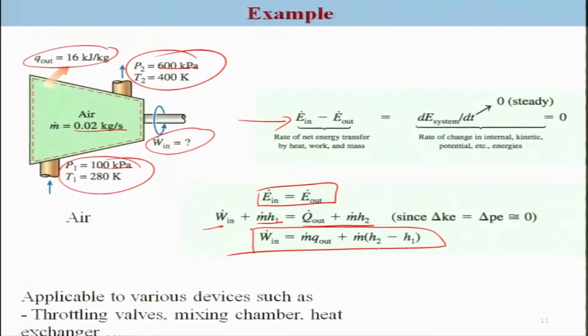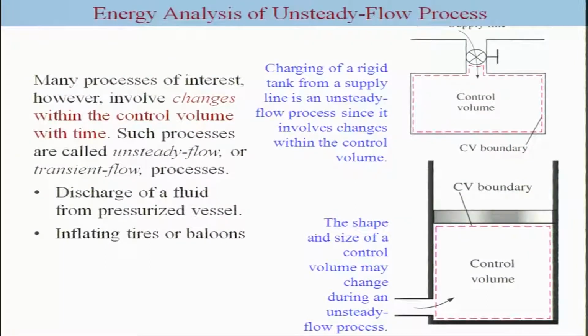Now, this you can find from the tables, or you can use Cp dT if you know the expression for Cp in terms of temperature, and Q out of course we know. Now, this kind of analysis is of course applicable to other cases, throttling valve, mixing, heat exchanger and so forth. So, I am not going into details of that. You can apply it and revisit some of the examples to hone your skills.